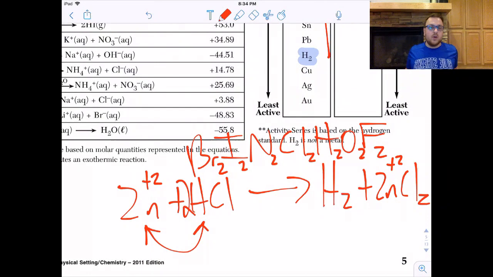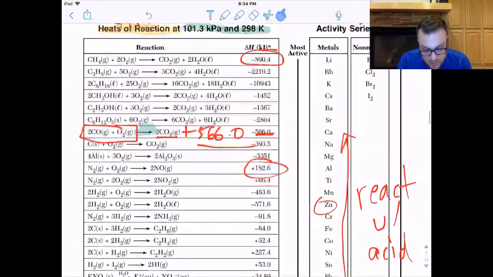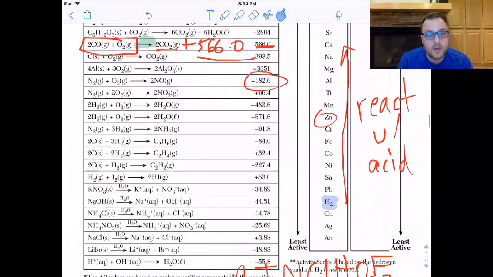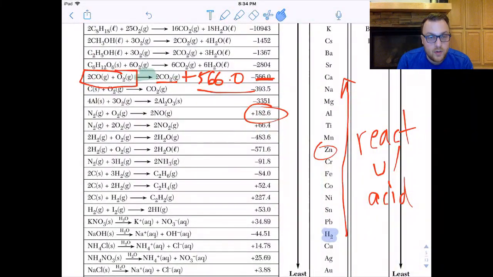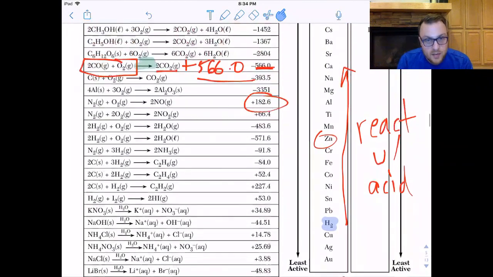If the metal is above H, it will react. It will react spontaneously. This will occur without you doing anything. All you have to do is take some zinc and plop it in some HCl, and it's going to start bubbling.